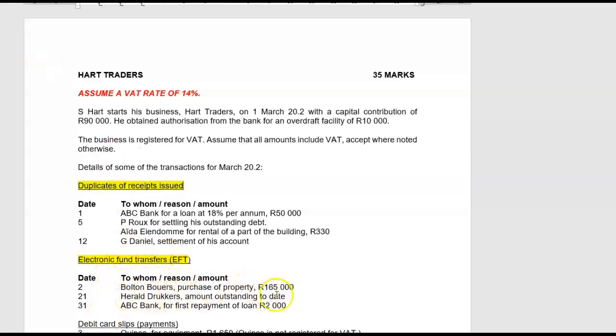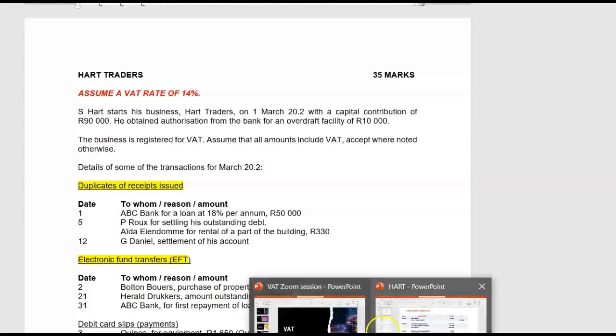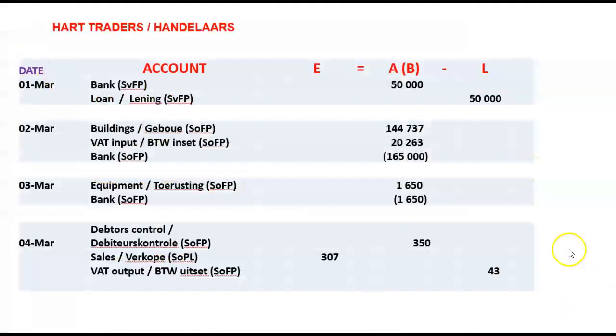We purchased property of 165,000 Rand. Now, that will mean then our buildings will be debited, so it will be increasing our assets with a VAT exclusive amount of 144,737. That equals 165,000 divided by 1.14 because we have to work with a 14% VAT rate.